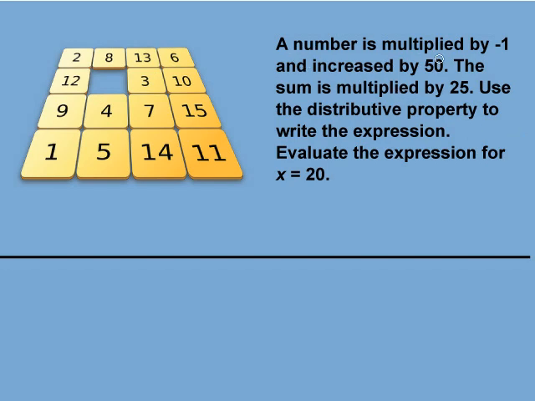A number is multiplied by negative 1 and increased by 50. Since we don't know which number, we designate it as negative x. This number is increased by 50, so we write negative x plus 50. This sum, or the entire expression, is multiplied by 25. So we enclose the expression in parentheses and multiply the whole expression by 25 as shown here. This is the mathematical equivalent of the verbal expression.